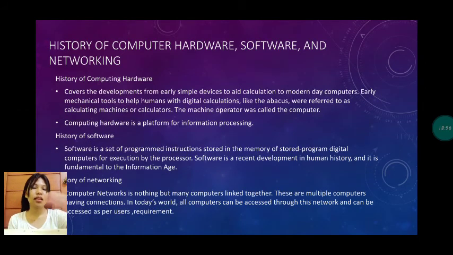So for the next slide, history of computer hardware, software, and network. History of computing hardware covers the developments from early simple devices to aid calculation to modern day computers. Early mechanical tools to help humans with digital calculations, like the abacus, were referred to as calculating machines or calculators. The machine operator was called the computer. So computing hardware is a platform for information processing. History of software. Software is a set of program instructions stored in the memory of a stored program digital computer for execution by the processor. Software is a recent development in human history, and it is fundamental to the information age.